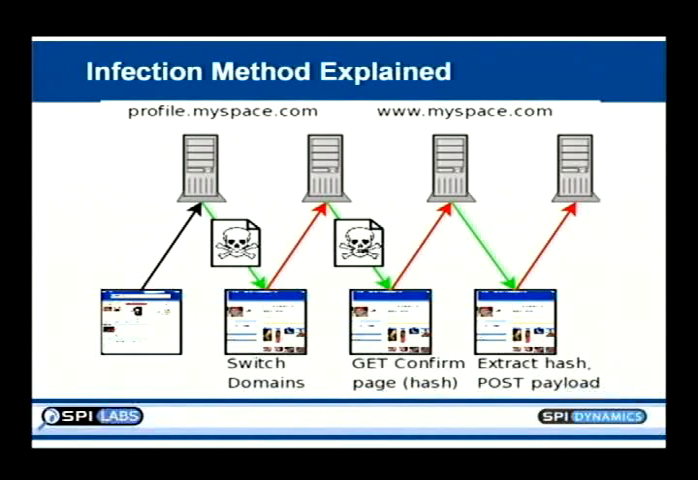AJAX is a double-edged sword. The same cool technology that means I can use Google Maps and have it be completely invisible and nice and smooth, and I don't see all this stuff going on in the background, means that when that stuff going on in the background is you getting owned, you don't know. And that's exactly what happened here. From your point of view, you're still looking at this profile. But in the background, you just made 4 requests, 5 requests.